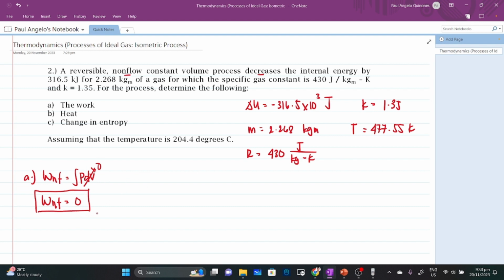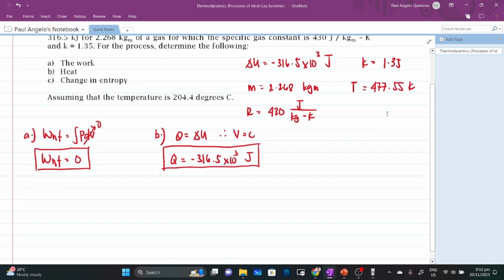Okay, next we are asked to locate the heat. So how are we going to measure the heat in this one? Heat, we know, is equal to delta U in a constant volume process. So therefore, heat is equal to negative 316.5 times 10 to the third joules, or negative 316.5 kilojoules.